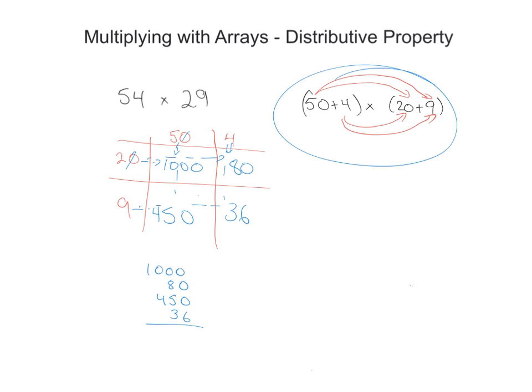0 plus 0 plus 0 plus 6 is 6. 8 plus 5 plus 3. Well, 5 plus 3 is 8, and another 8 gives me 16, so I'm going to have to regroup, so it's going to be 6. We're going to regroup with the 1. 1 and 4 is 5, and then 1 here. You can see our answer here is 1,566. So this is how you multiply using an array.